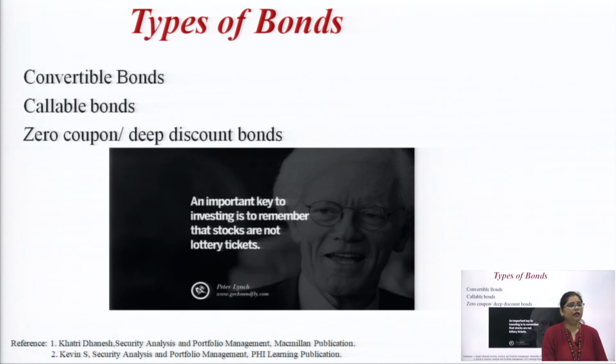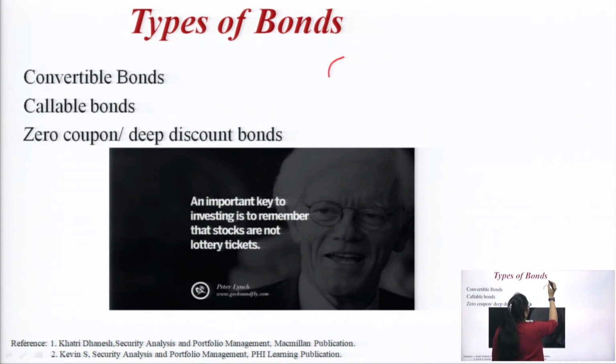Now, the third category is the zero coupon bonds or the deep discount bonds. These are bonds that are issued at a high discount. That is why the name is deep discount, right? They are issued at a high discount, and at the maturity date they are redeemed at par. They are known as zero coupon bonds just because they do not have any coupon interest rate attached to them, because they are issued at a deep discount. We will have an example for this.